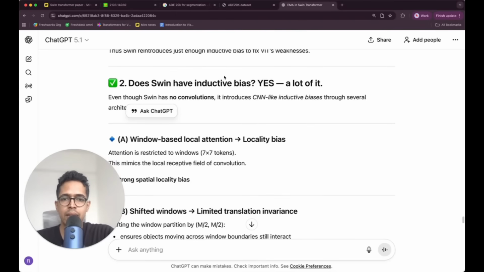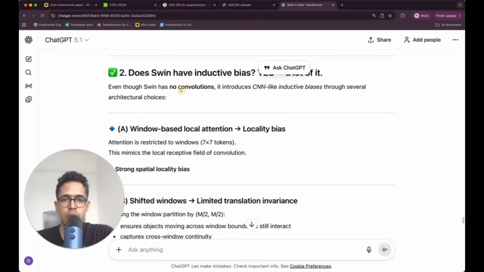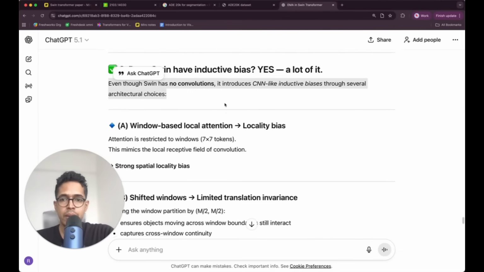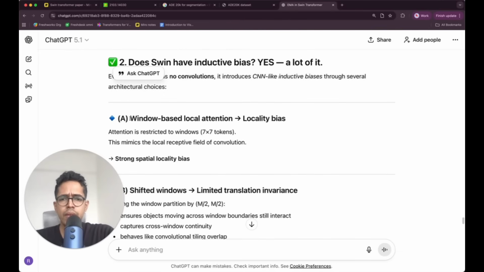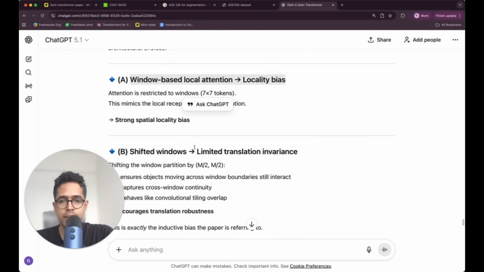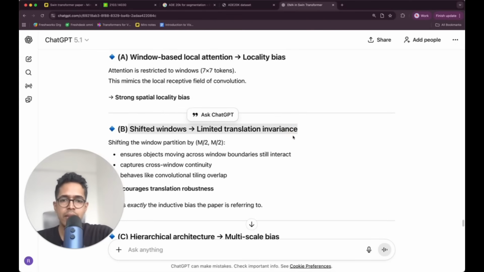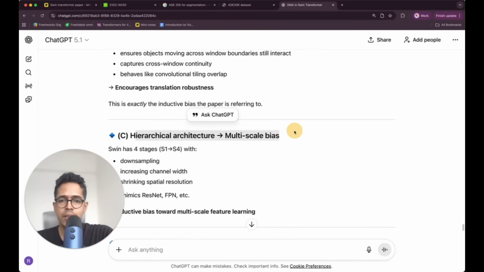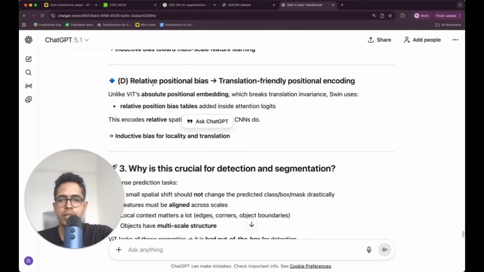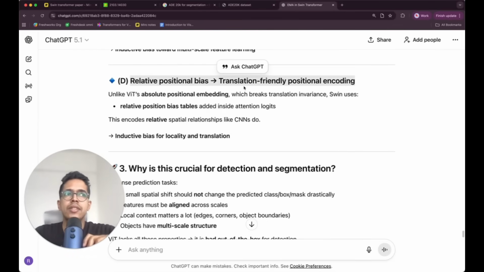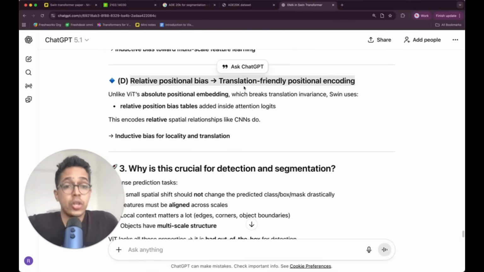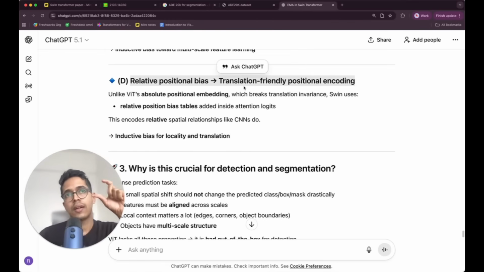So does Swin have inductive bias? Yes, a lot of it. Even though Swin has no convolution, it introduces CNN-like inductive bias through several architectural choices. Window-based local attention introduces locality bias. Shifted windows introduce some level of translation invariance. Hierarchical architecture, multi-scale bias. All right. Relative position embedding: relative position bias is translation-friendly position encoding. Okay, I see. This is very, very good to know, because we might think that because Swin Transformers do not have any convolution operation, there is no inductive bias, but that's not the case.